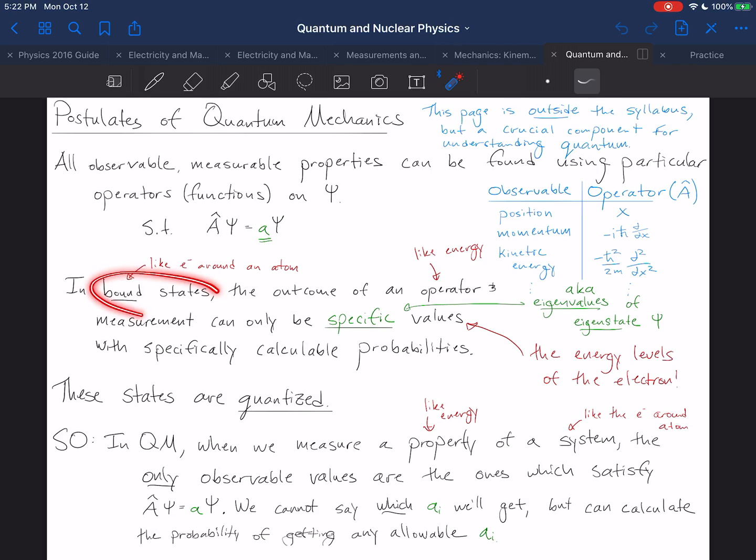Now notice, this is only for bound states in particular. If you have unbound states, then you might have infinite numbers of eigenvalues here. For example, in a free particle, you might have infinite allowable values that satisfy this particular equation. You could have any energy you wanted for a free particle. But in the bound state, only certain solutions satisfy this equation, and therefore only certain energies end up being allowed, with specifically calculable probabilities.